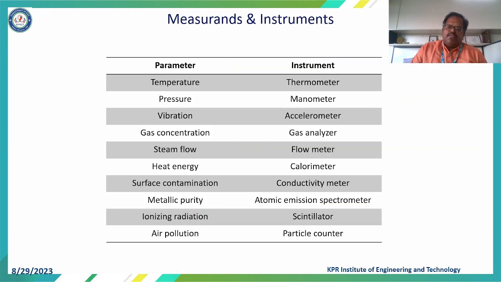Here are some examples of parameters and instruments. If the parameter measured is temperature, you will use a thermometer. A manometer is used for pressure, and if you are going for heat energy, a calorimeter is used.